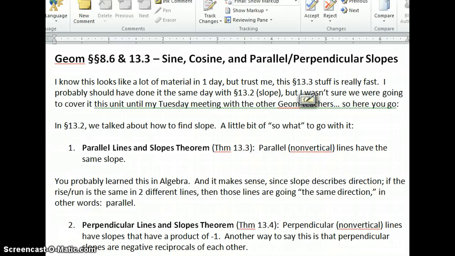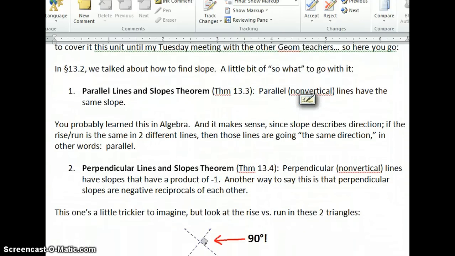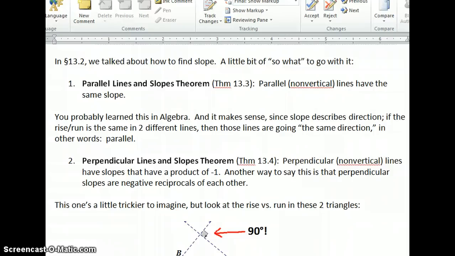13.3 is about how to tell when lines are parallel or perpendicular with slope. Slopes will indicate parallel lines if two lines have the same slope, which I don't think is that big of a surprise. You probably dealt with that in algebra. The more interesting one here is when you have slopes that indicate perpendicular lines.